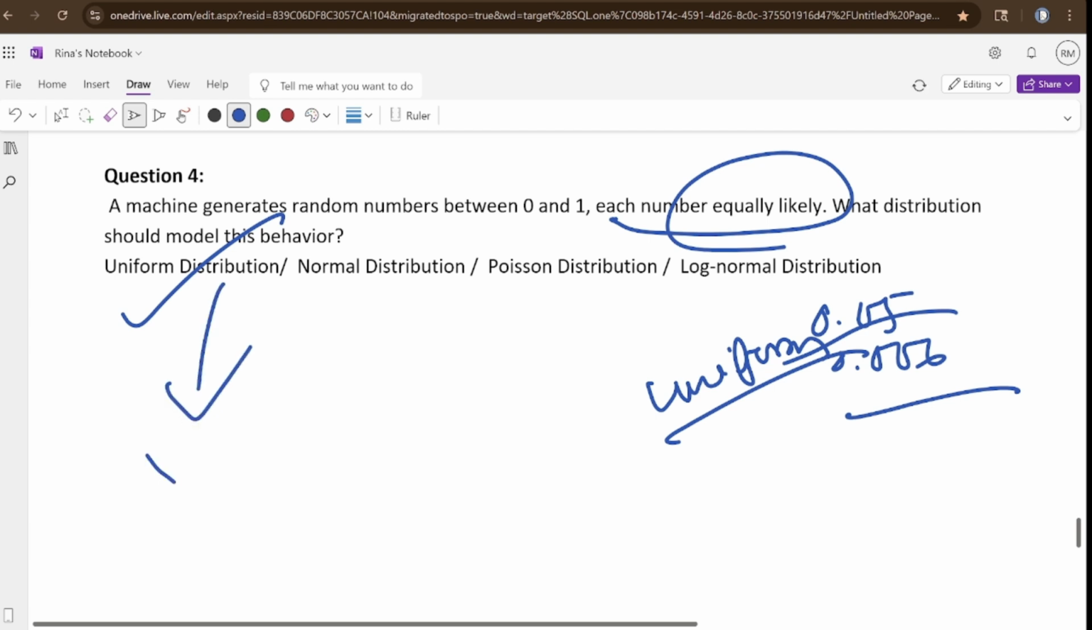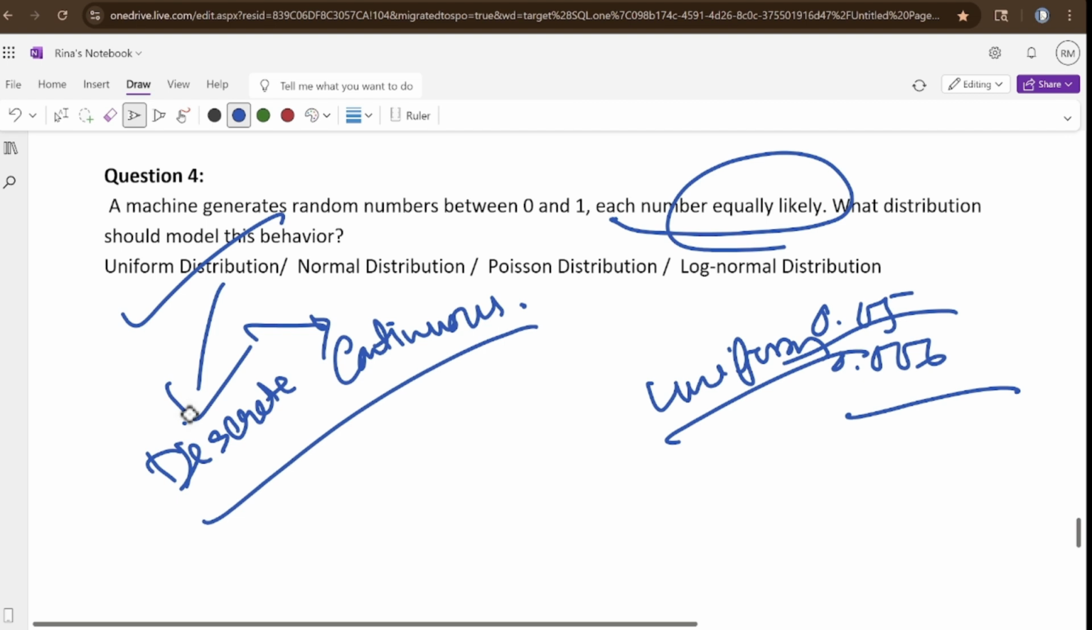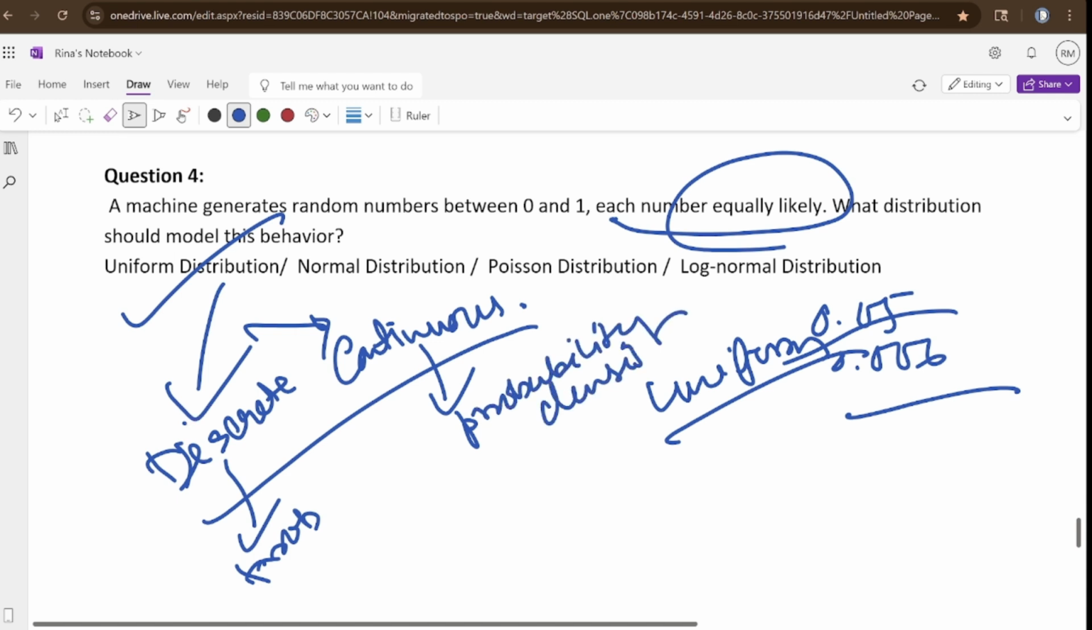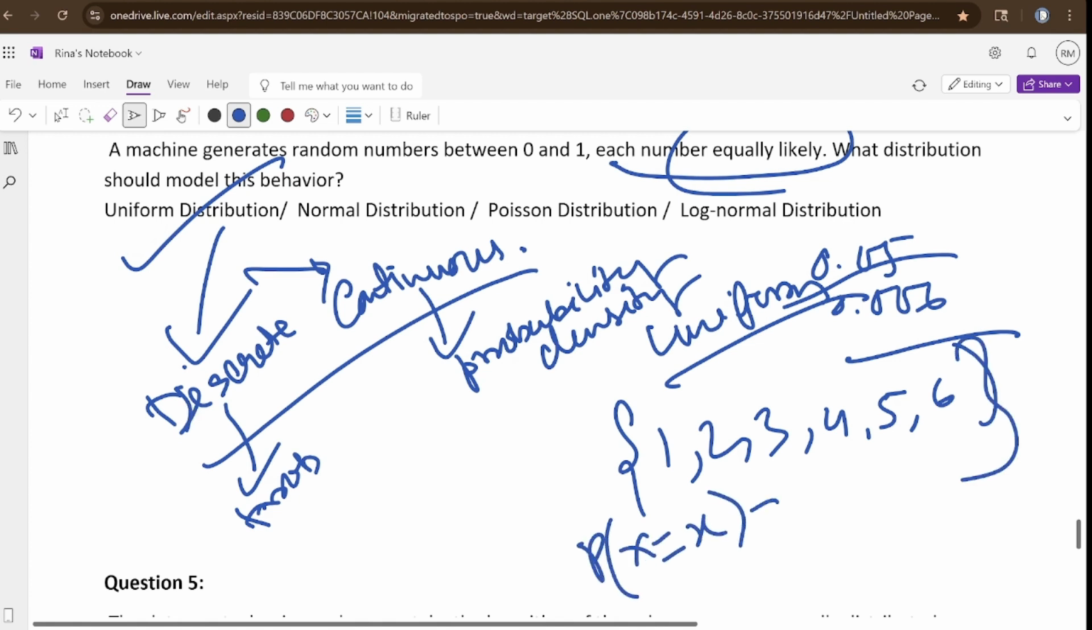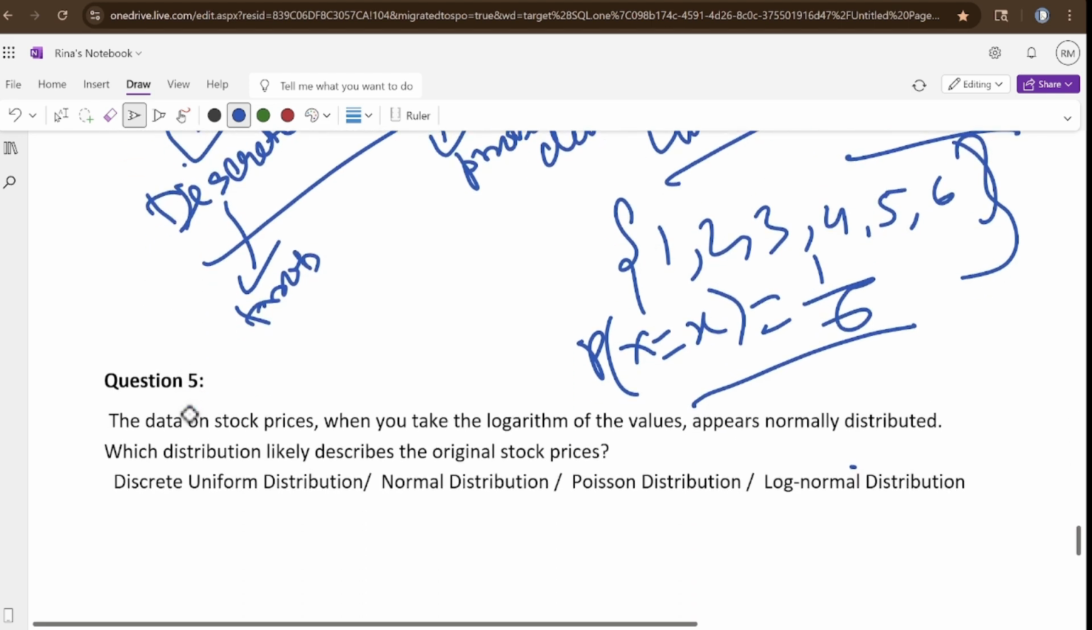And it is of mainly two types. One is for discrete, another one is for continuous. Right? And for discrete, you calculate probability. For continuous, you calculate probability density. I hope you know this thing. If you don't know, you have to study. This is uniform distribution. If I roll the die, it may be 1, 2, 3, 4, 5, 6. So happening of anything is equal to 1 by 6. Right? This is discrete uniform distribution. Each number is equally likely.